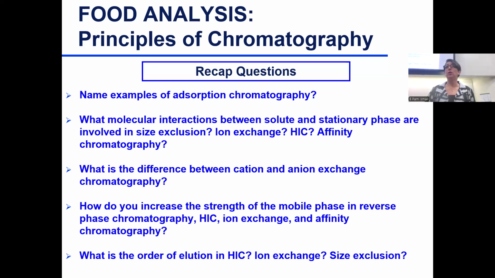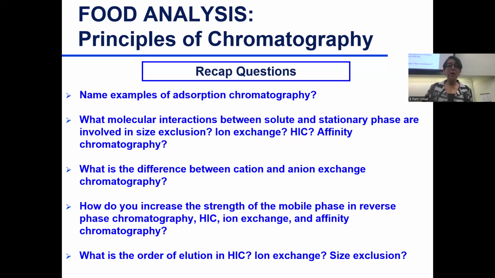What about how would you increase the strength of the mobile phase of hydrophobic interaction chromatography? Do you remember? What's in your mobile phase of the hydrophobic interaction chromatography? You can look back. What's the mobile phase made up of? High concentration of salt. So salty water or salty buffer. So you increase the strength by reducing the salt concentration.